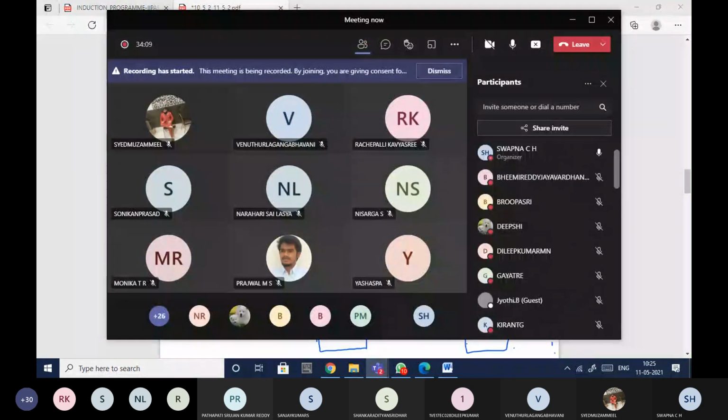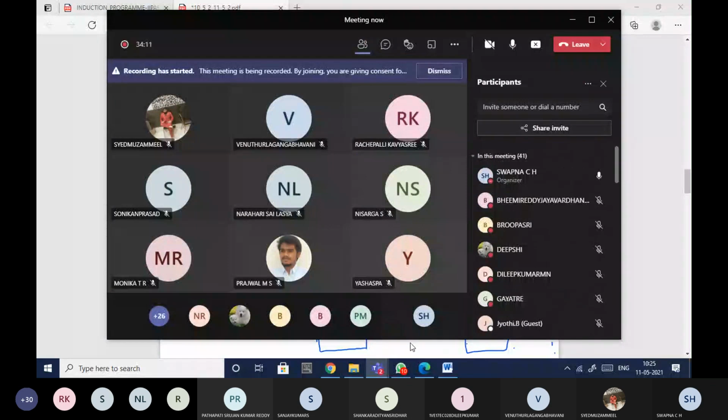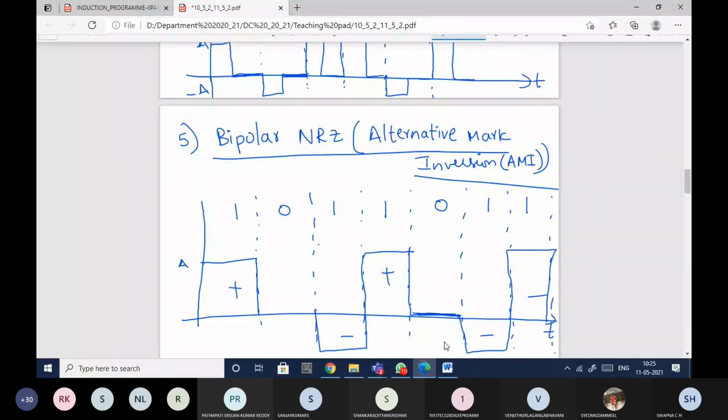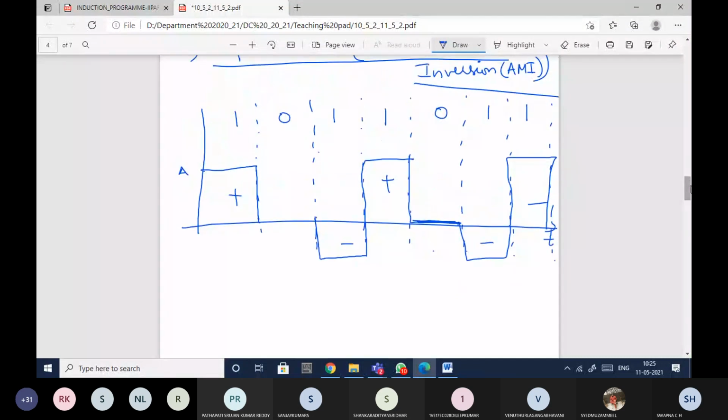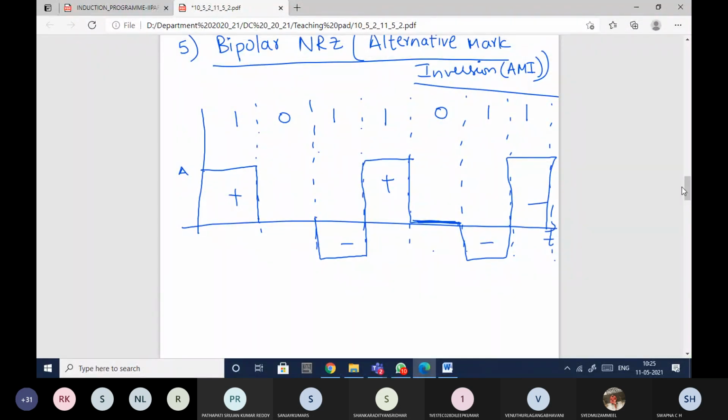One second. Okay. Hope this is clear to all of you. Anybody have doubts here? Is this bipolar NRZ representation clear to all of you?